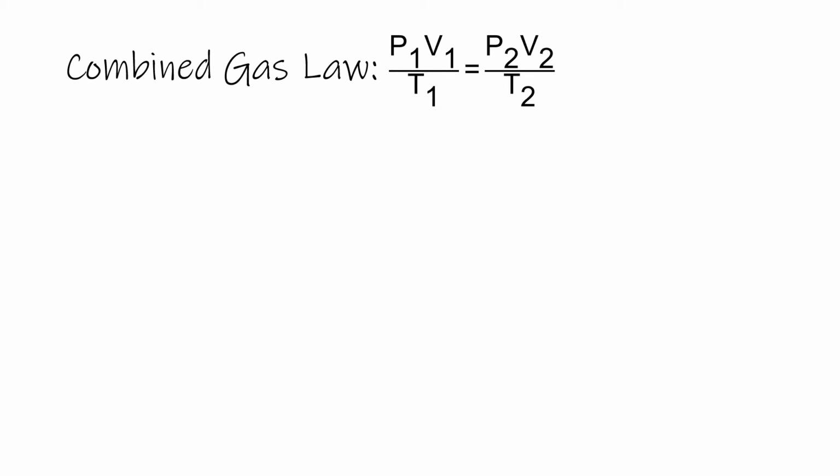So the combined gas law has the equation pressure 1 times volume 1 divided by temperature 1 is equal to pressure 2 times volume 2 divided by temperature 2. The only thing that's held constant in the combined gas law is the amount of gas, but all of the other variables can change. So let's look at a sample problem.